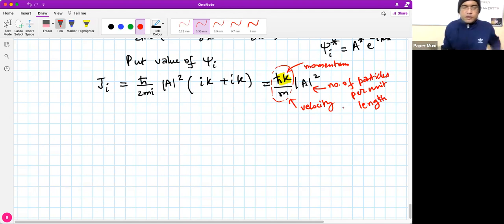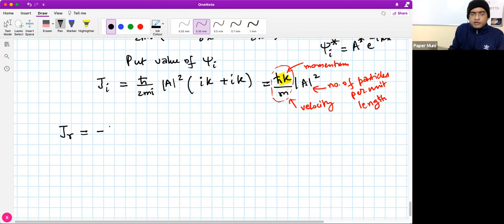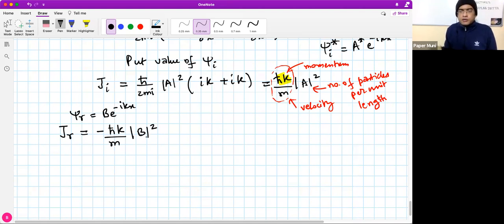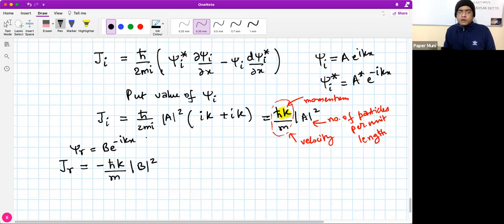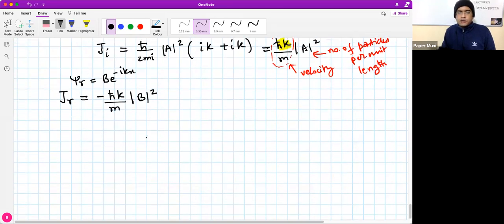All right, so let's talk about what we can say without doing the calculation. What can we say about the reflected probability density? How can we write it? Of course the momentum is reversed in this case, so it will have a negative sign in the momentum part. Mass remains as it is, and the reflected part was B e to the power minus iota kx. So instead of A, we'll get B. So the reflected probability current density, you can directly write it. We have already worked it out once, so just look at the form and write it down.